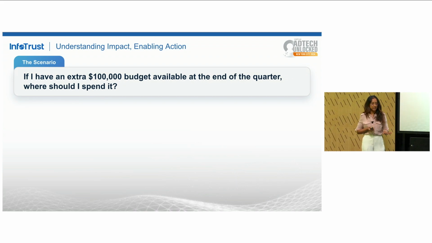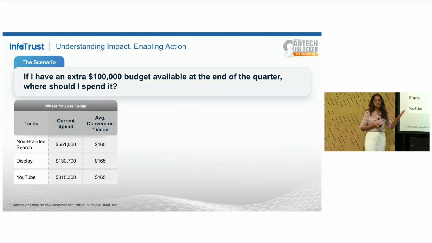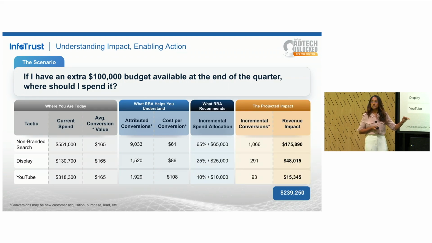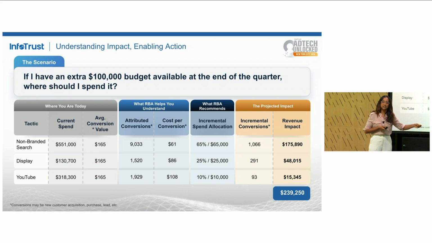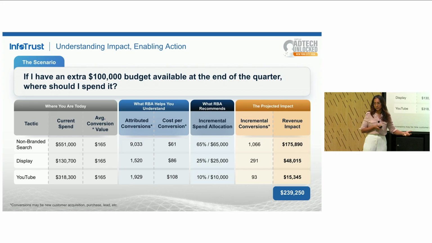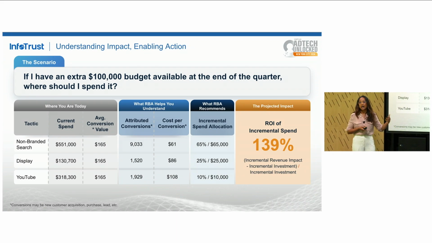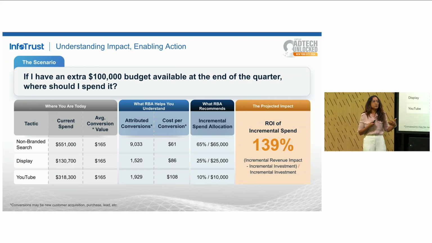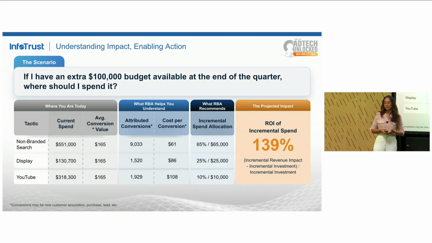So for example, in here, let's say you understand where you are today. You have these 3 different tactics, you know your spend and your average conversion value. What RBA, or regression-based attribution, does is it helps you understand historically where the attributed conversions are and the cost per conversion. Then taking that further, it gives you a recommendation of taking that budget that you have and telling you exactly where to allocate it, or what percentage of that budget you need to allocate. And then it takes a step further and uses a predictive model to tell you what the impact would be. And in this case, you're able to understand the ROI of the incremental spend as well. So this is what it means to be using a regression-based attribution model, and this is what it also means to be making data-driven decisions.